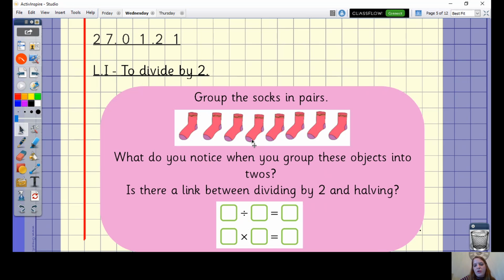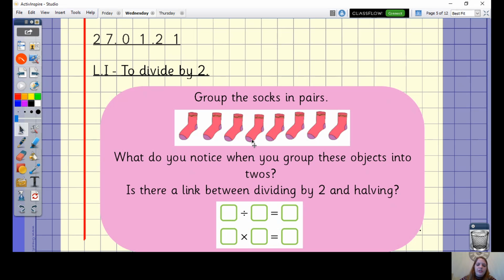So we've now got some socks, a selection of socks. Now I want you to use your grouping knowledge to group these socks into pairs. First of all, you need to think about how many is in a pair. Okay, well, there's 2 socks in a pair. So you may want to draw all of the socks to start with, and then draw a circle around them in groups of 2. As you do that, I want you to think about, what do you notice when you group these objects in 2s? And can you see a link between dividing by 2 and finding half or halving?